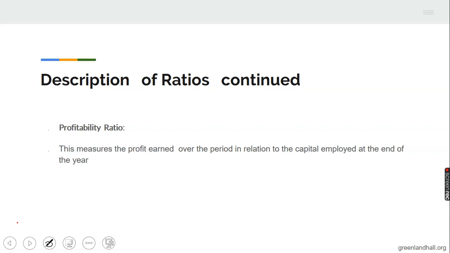That is, it is a relationship between the profit and the capital employed. So if you want to find the profitability ratio, how do you determine it? It has to be the ratio between the profit that is made or earned divided by the capital employed during the year.